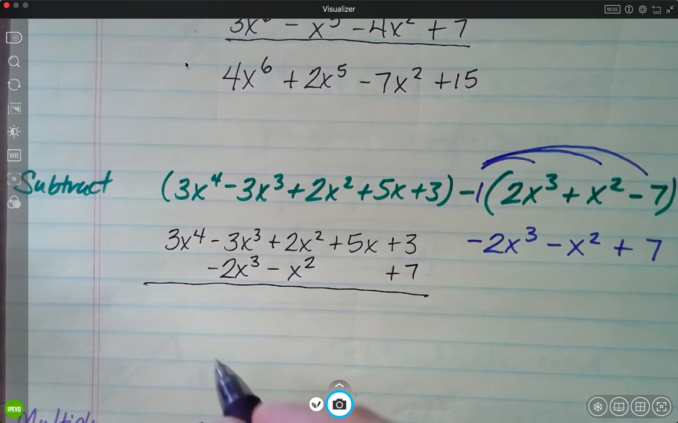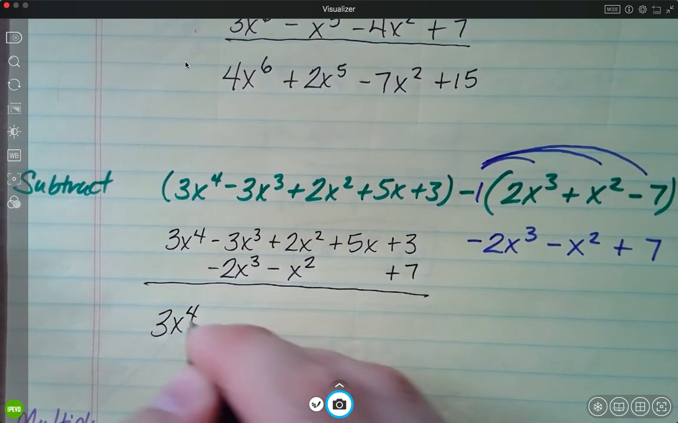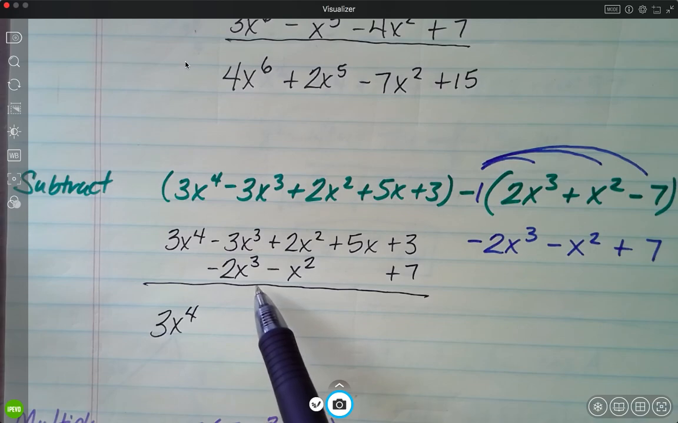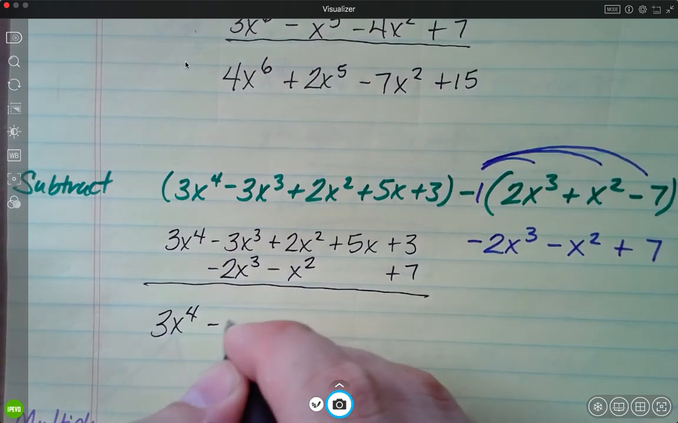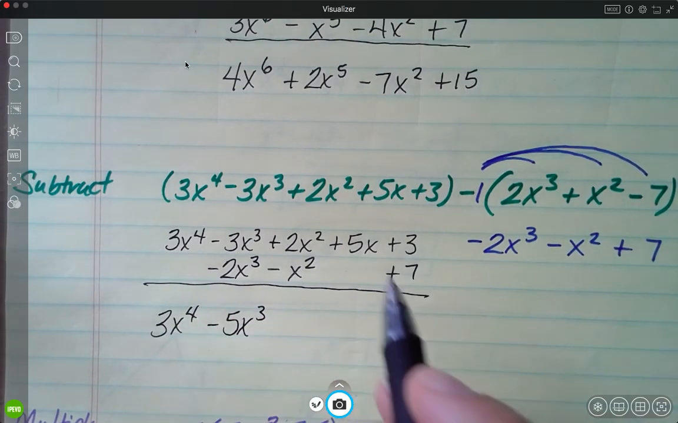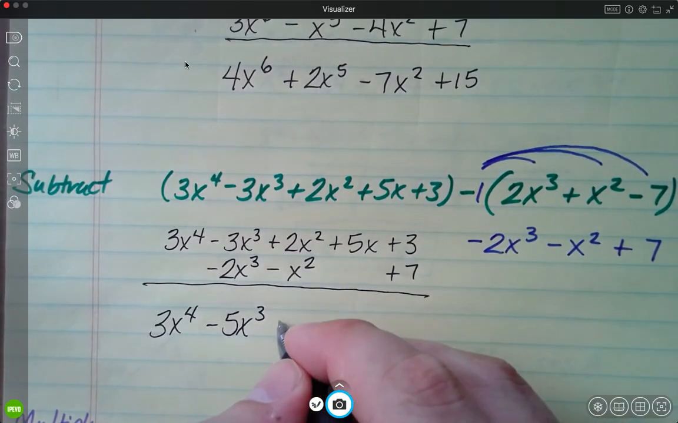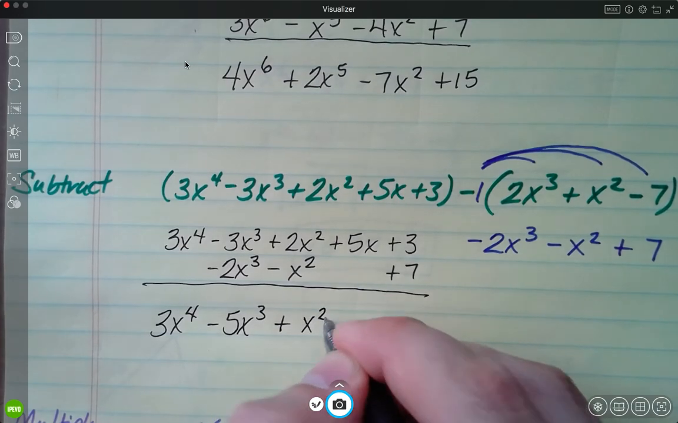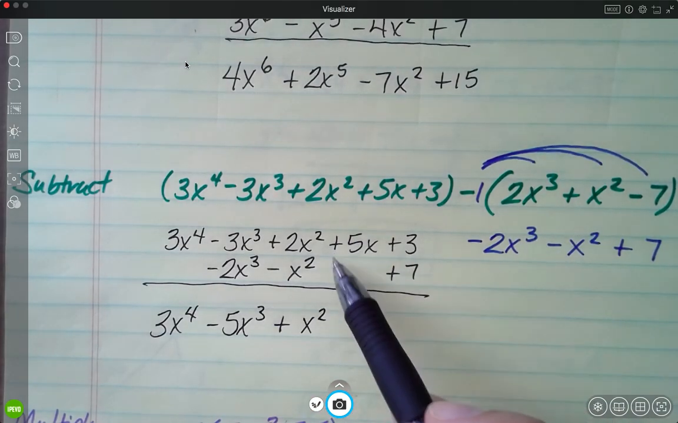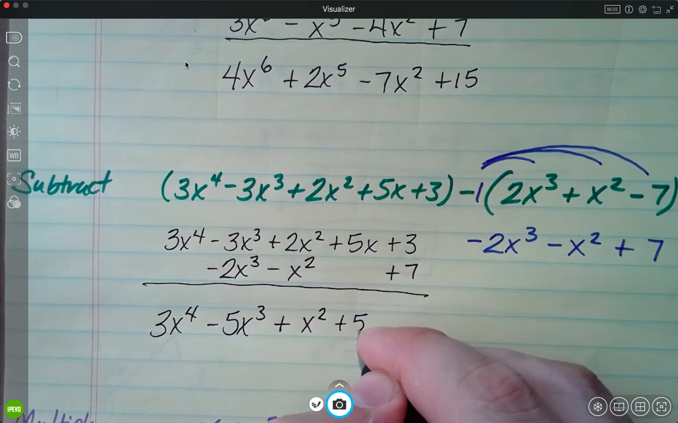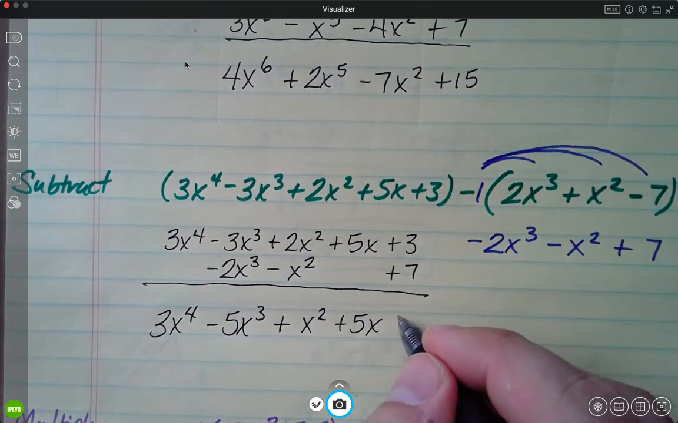So I just bring down my 3x to the 4th. Then I've got a negative 3x cubed minus 2x cubed, which gives me minus 5x cubed. Then I've got 2x squared minus 1x squared, so just plus 1x squared, or just plus x squared. I've got nothing that goes with the 5x, so I just leave it as is. And then 3 plus 7 is 10.